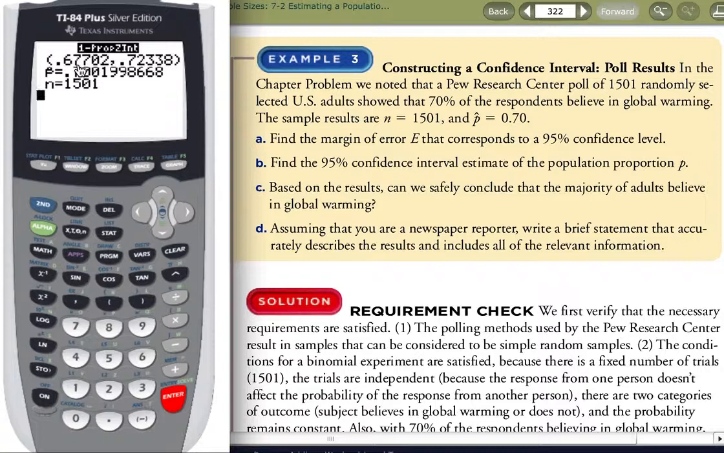And here we have our confidence interval, the left endpoint and the right endpoint. Here we have P hat, the point estimate. This is the P hat that they had given us, rounded.